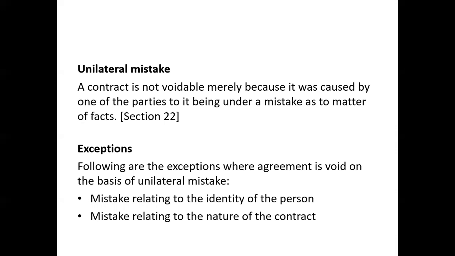If there is an agreement where he is going to perform his performance for Mr. Asim, but suddenly he finds out that this is not the Mr. Asim to whom he was willing to perform or bind himself in the contract, then there is a unilateral mistake. Similarly, the nature of the contract as well. So it is all about the mistake.